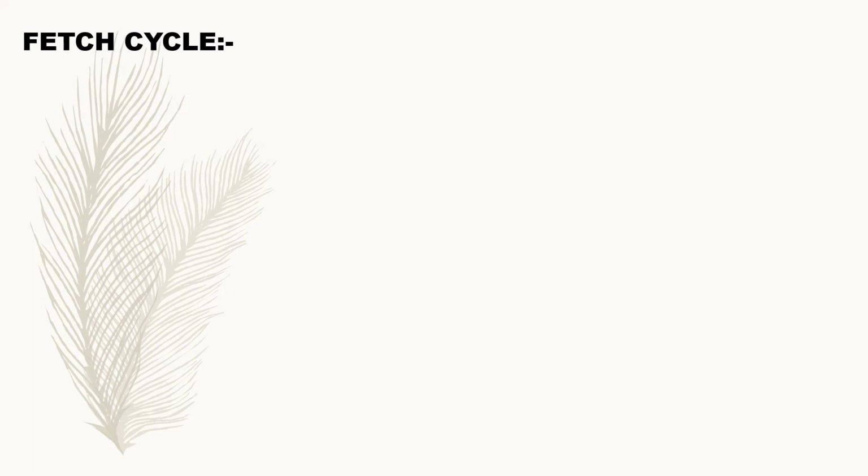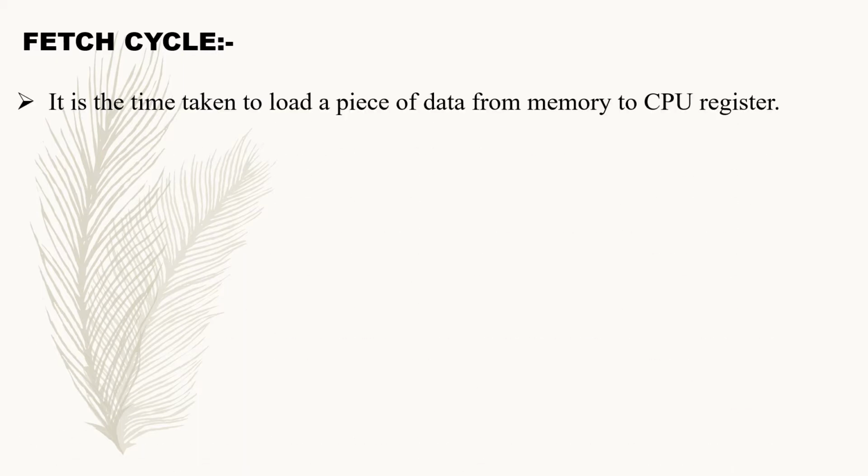Now one more thing related with this T state, machine cycle and instruction cycle, that is the fetch cycle. The time taken to load a piece of data from memory to CPU register is called as fetch cycle. So we know the microprocessor is the CPU of your computer. Inside the CPU we have the register, ALU and the control unit. Outside the CPU we have input, output and memory.